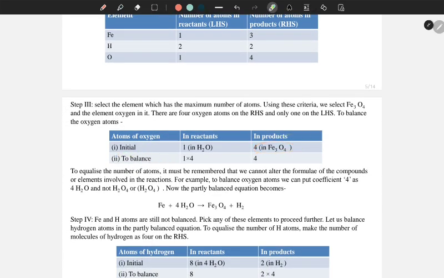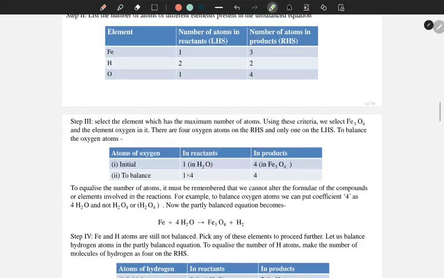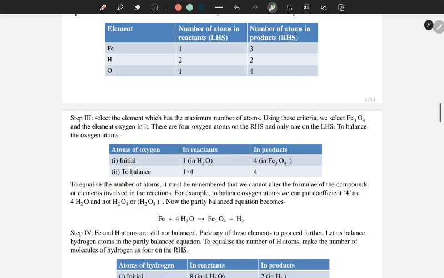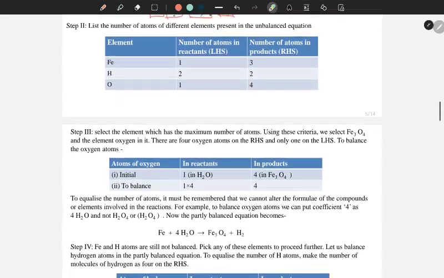Okay, now to balance it we have to add 4 on the reactant side, right? 4 on the reactant side, because there is only one oxygen, so we have to add 4 here. So 4 H2O will be added, to balance with the product side.